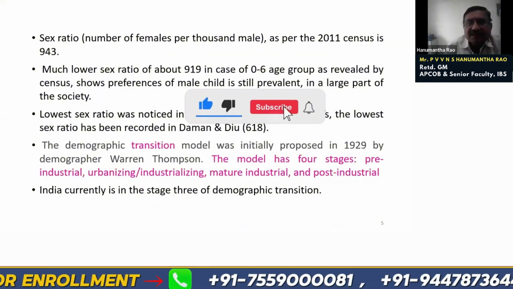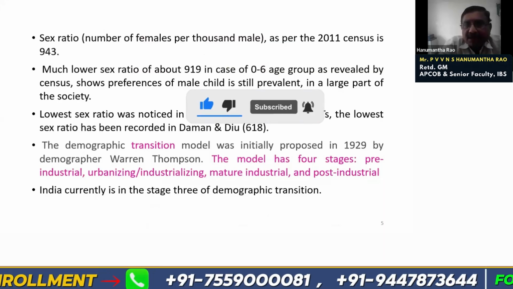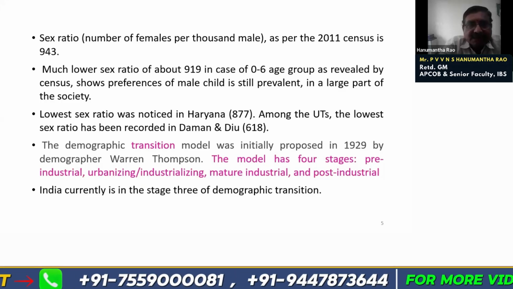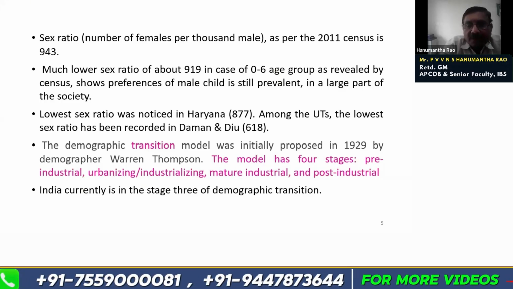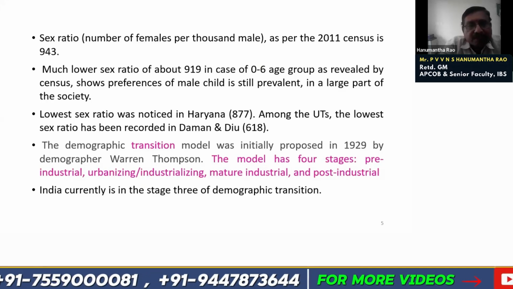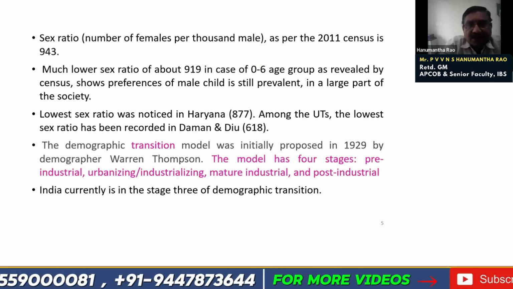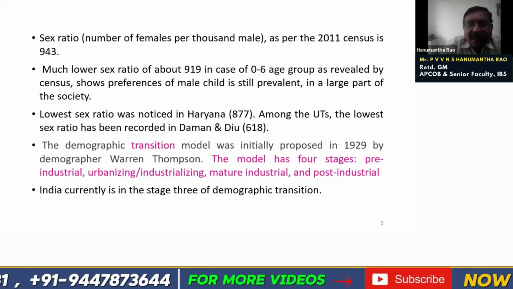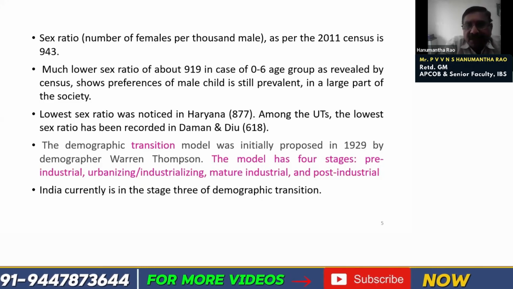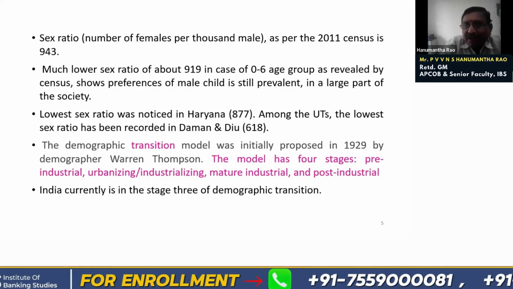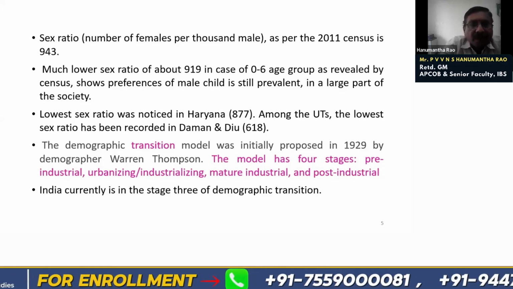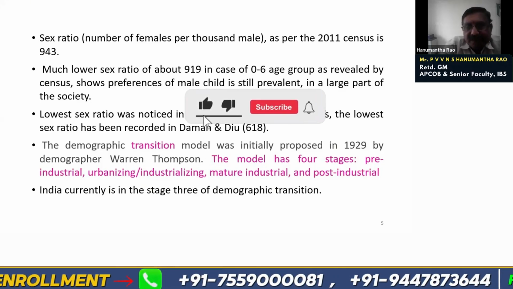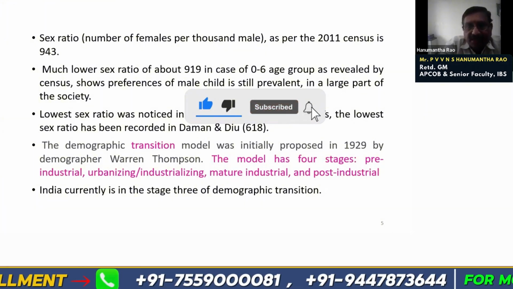Next one is sex ratio, female and male. The sex ratio as per the 2011 census is 943, so 943 to 1000. The much lower sex ratio of about 919 in the 0 to 6 age group, as revealed by the census, shows that preference for the male child is still prevalent in large parts of society. The lowest sex ratio was noticed in Haryana. It is 877. Such questions will be asked in the examination.